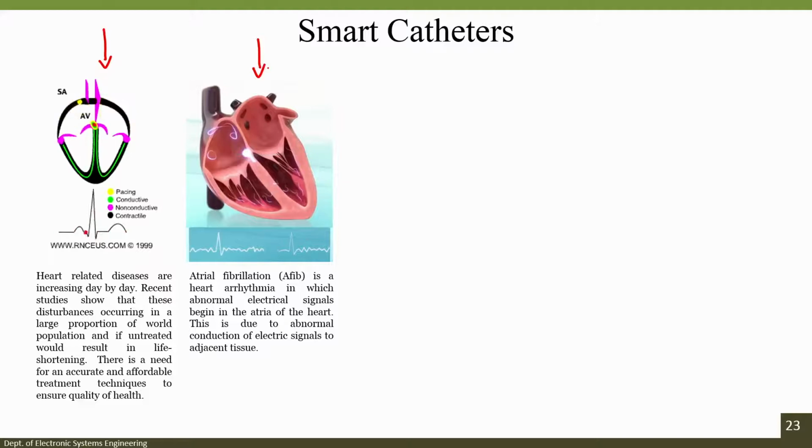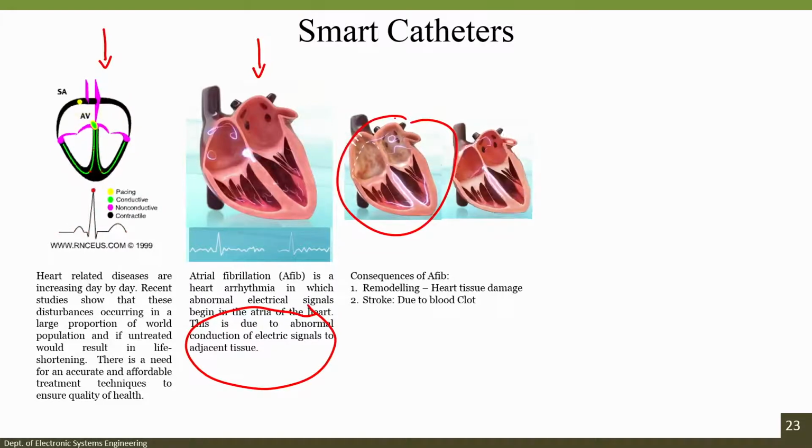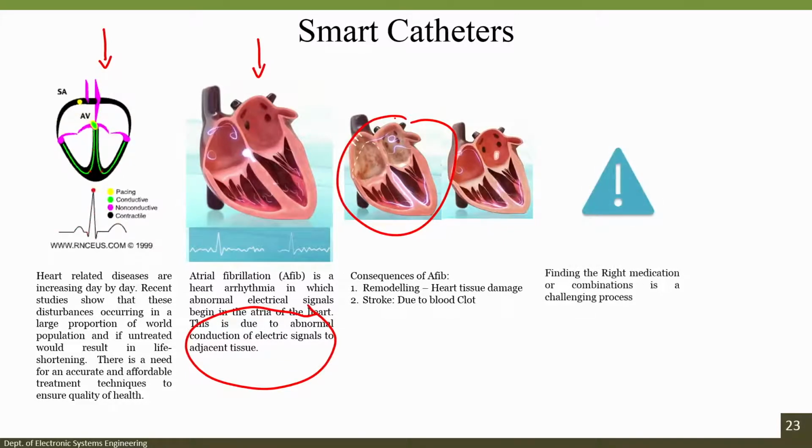It shows the atrium and the ventricles. Atrial fibrillation is a heart arrhythmia in which abnormal electrical signals begin in the atria of the heart. This is due to abnormal conduction of the electrical signals to the adjacent tissues. So, what happens if that is the case? Remodeling of heart tissue, that means heart tissue will get damaged. You can see it is uneven beating. Second, due to blood clot, there may be a possibility of clot. How is it cured?